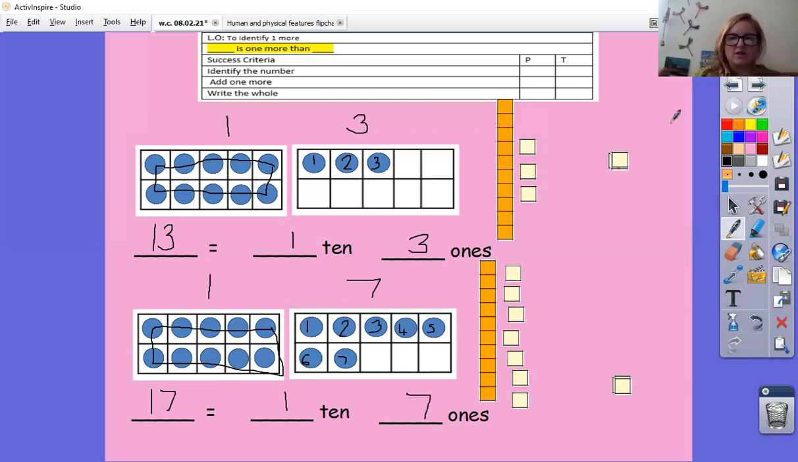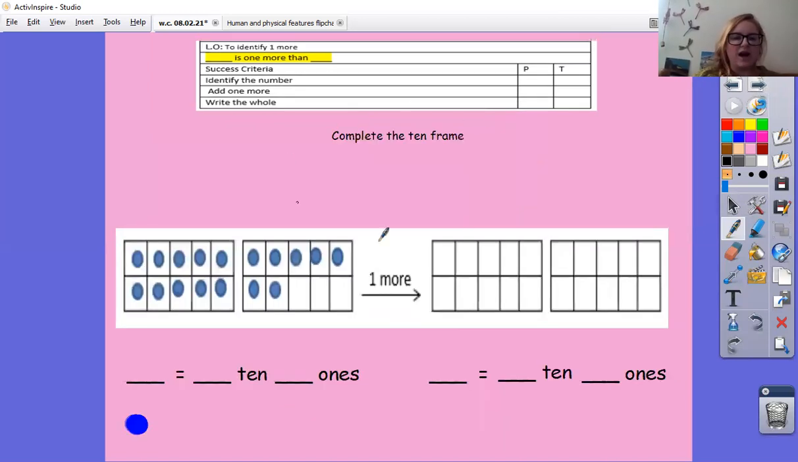Brilliant. Okay, so we're going to be carrying on looking at using tens frames to represent our numbers. Today, we're going to be looking at adding one more using a tens frame. So we're going to look at representing one more. So to start, I'm going to make sure my tens frames match.